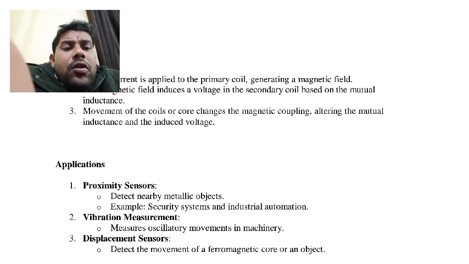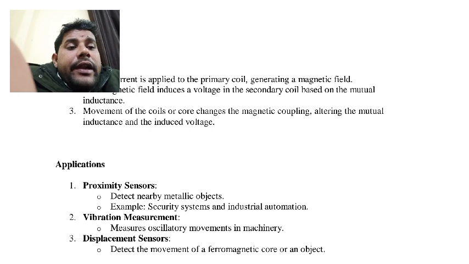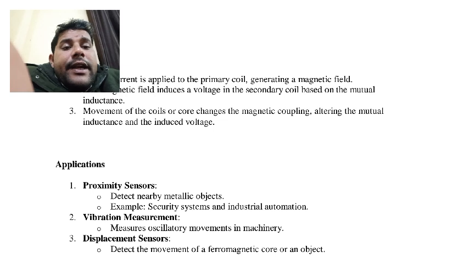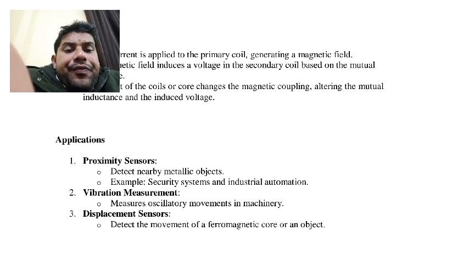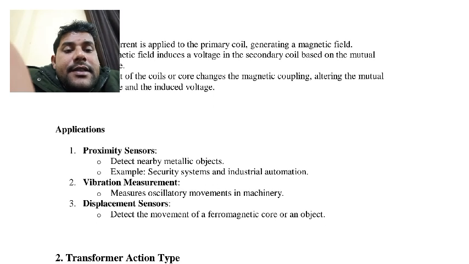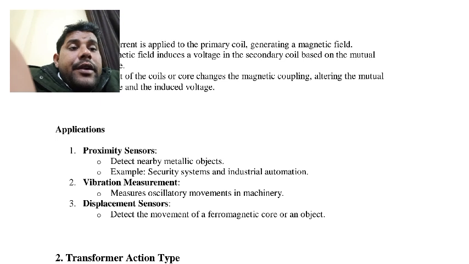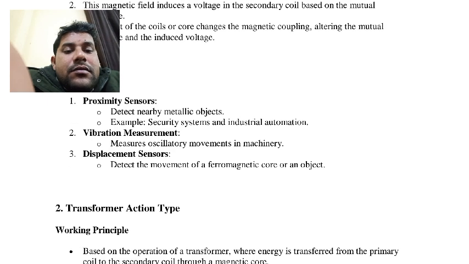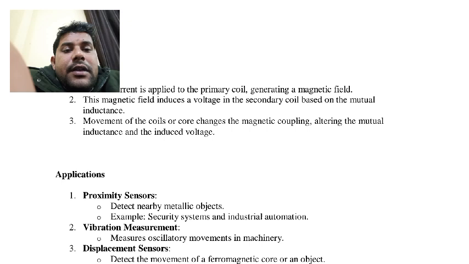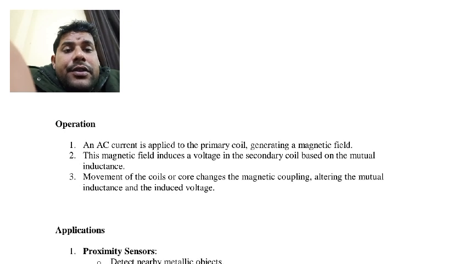Movement of a coil or core changes its magnetic coupling, altering the mutual inductance and inducing the voltage. A displacement sensor detects the movement of a ferromagnetic core or an object. So this is the principle of operation.